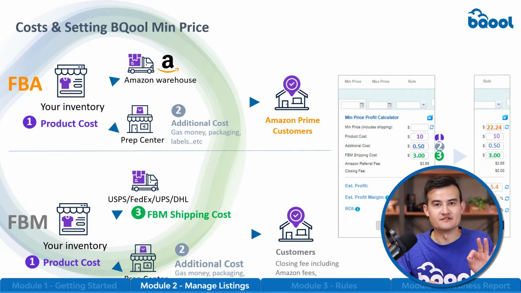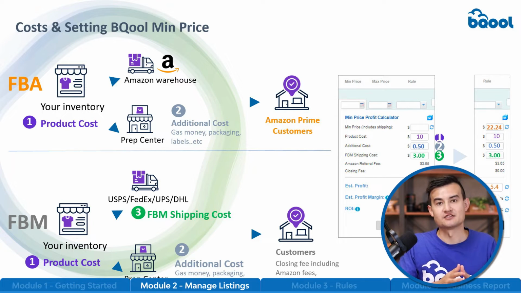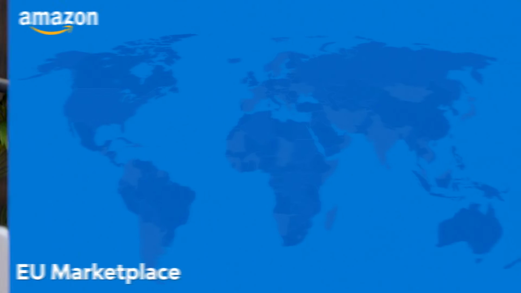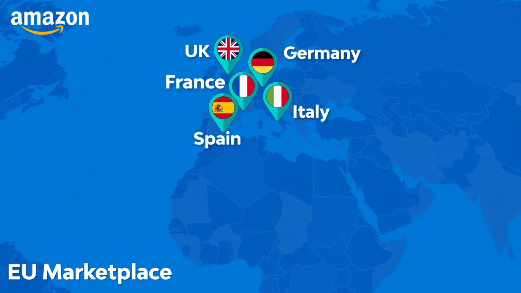And then the third type is if you're doing FBM shipping. If you ship the products yourself using FBM, you're going to have additional shipping costs. Now, this is different from the shipping fee. The shipping fee is what the customers are paying. The shipping cost is what you're paying. If you're selling in an EU marketplace, such as Germany, Italy, UK, France, or Spain, you can set your VAT rate and EFN fees directly in the BQool software.